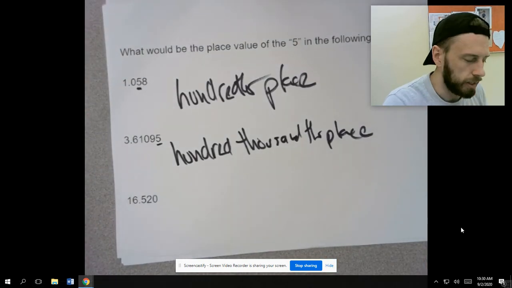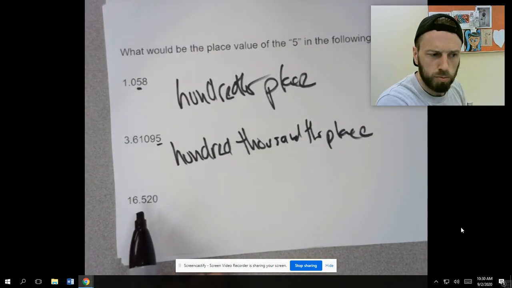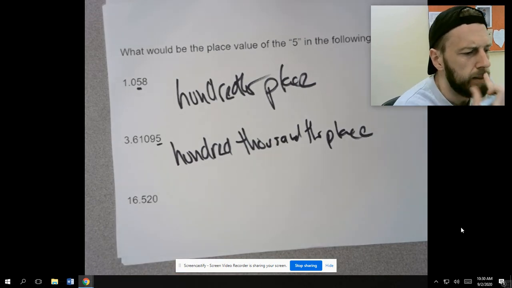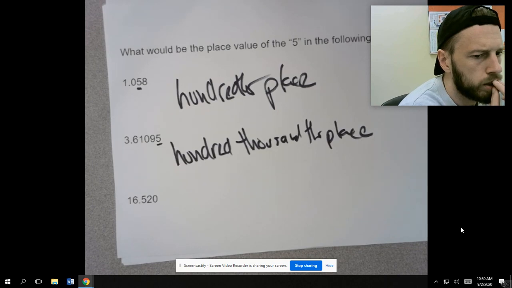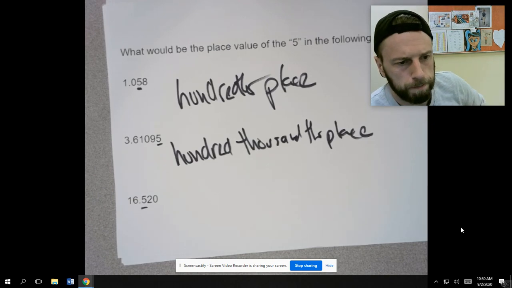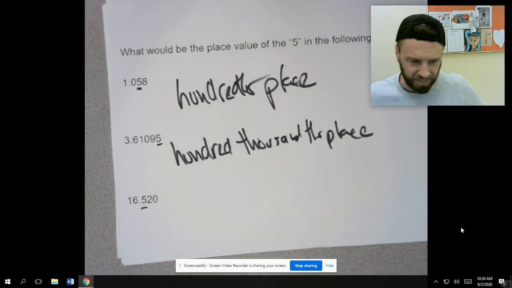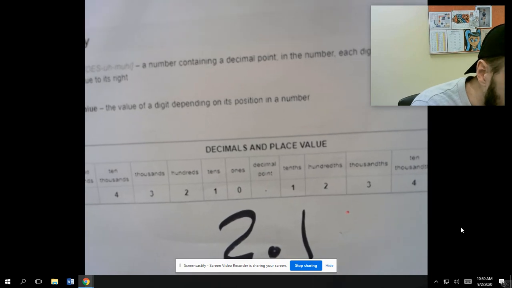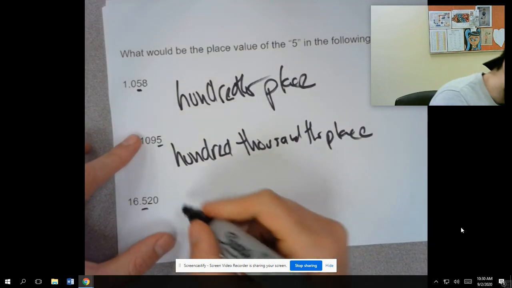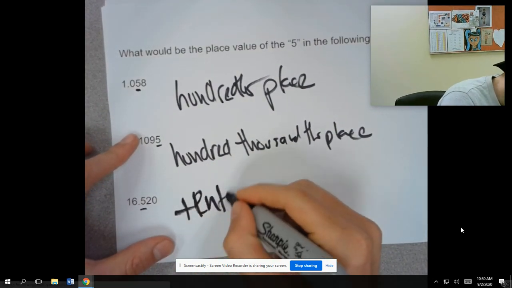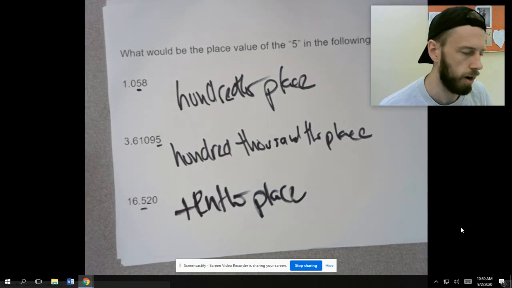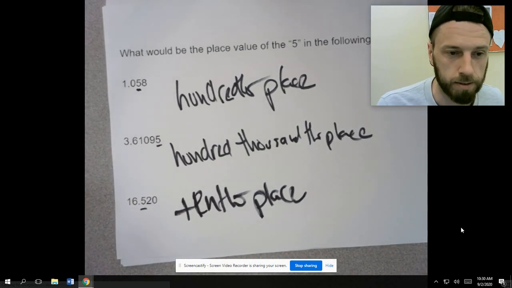And then we got one more down here. We've got 16.52. There's a 0 there, but it doesn't add value to the number. 16 and 520 thousandths. The question is, what place is this 5 in? Right there. That 5. One place over the decimal. Let's check it out real quick. Here's my decimal. One place over here. That must be the tenths place. So that is a 5 in the tenths place. And the value of that 5 will be 5 tenths.